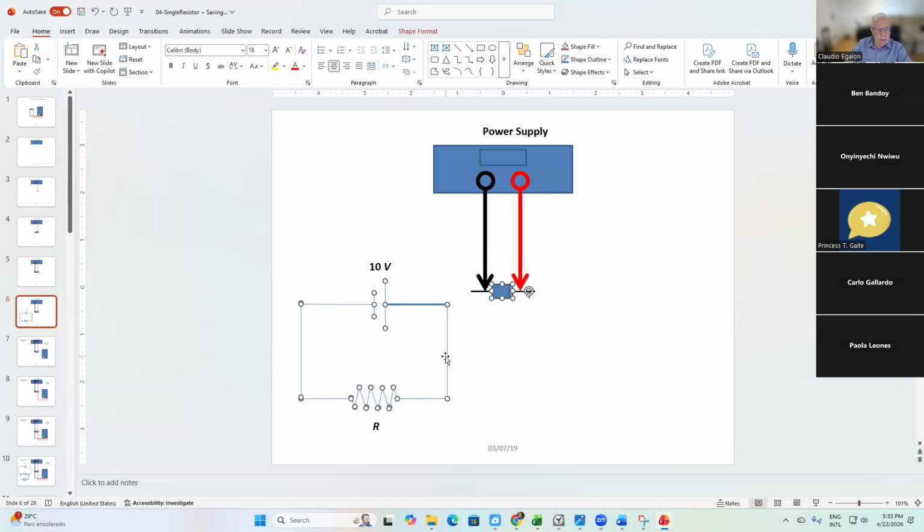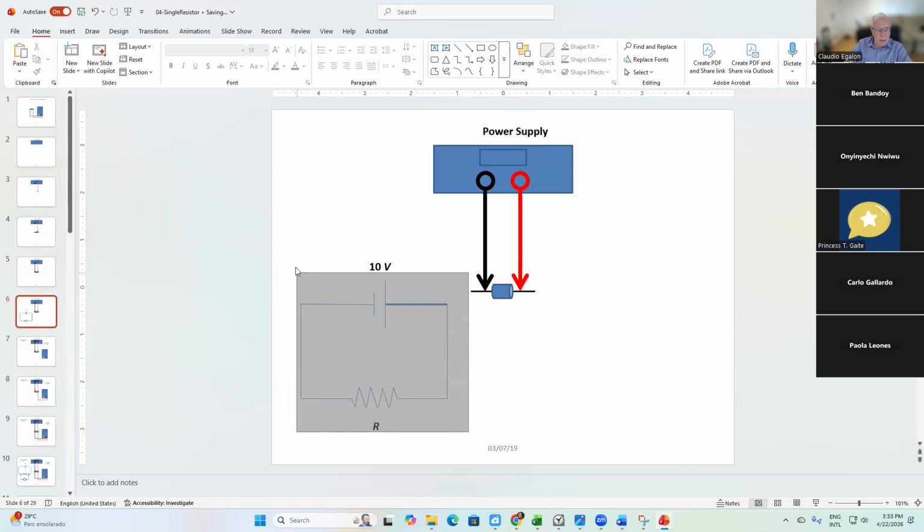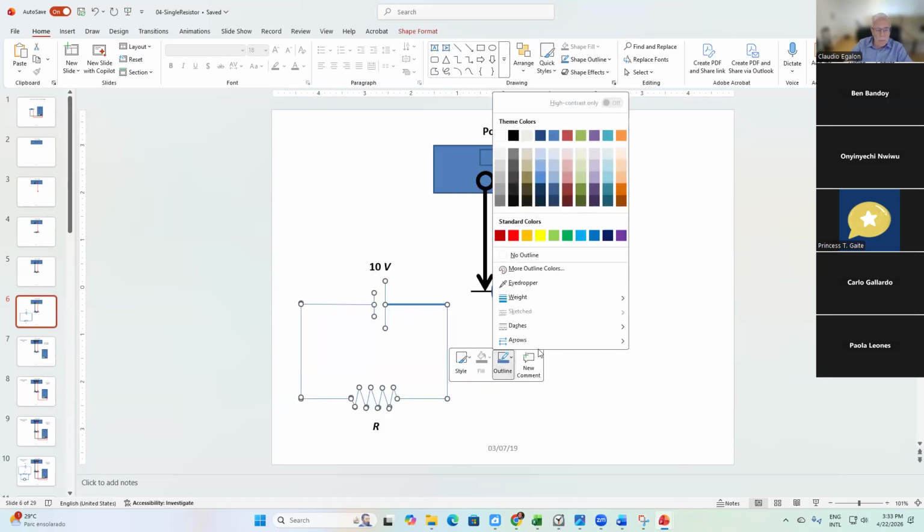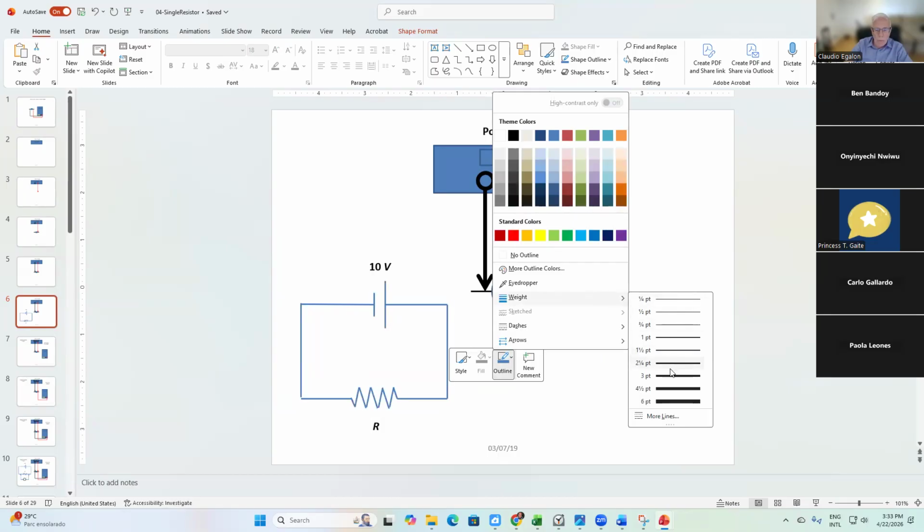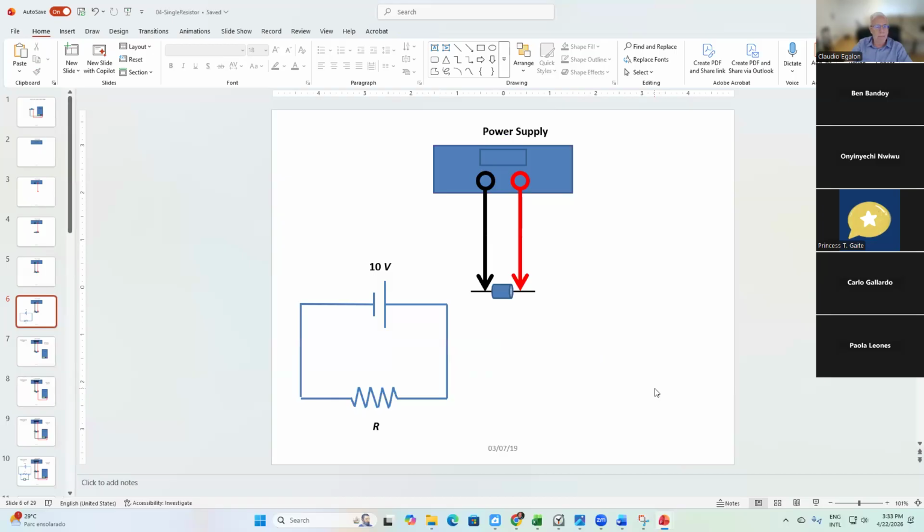I want to add a thicker. Here you go. Like that, yeah. The battery, this represents the battery. This is a wire, and this is the resistor. And that's what I'm going to reproduce in that simulation. I'm going to reproduce exactly what you see right in here in the simulation.